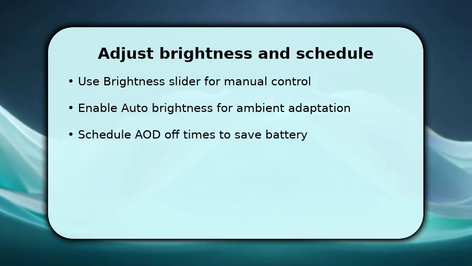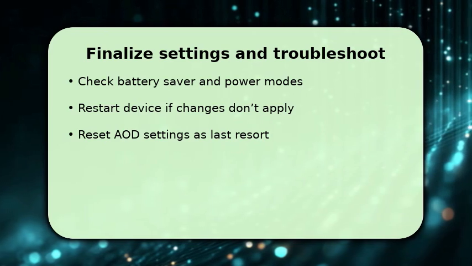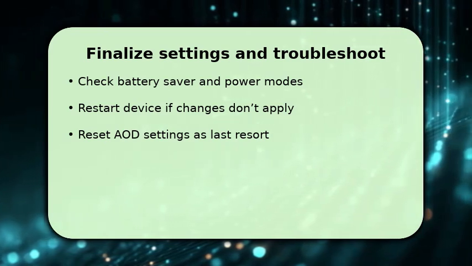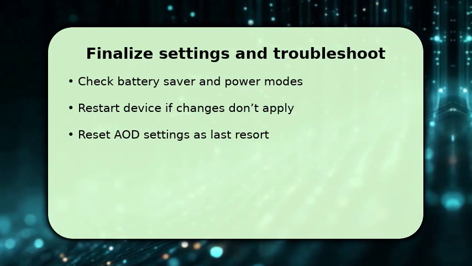To finalize, review battery settings. Battery saver or extreme power mode may override your AOD brightness, so disable them if needed. Once done, exit and inspect the lock screen to confirm the new brightness.